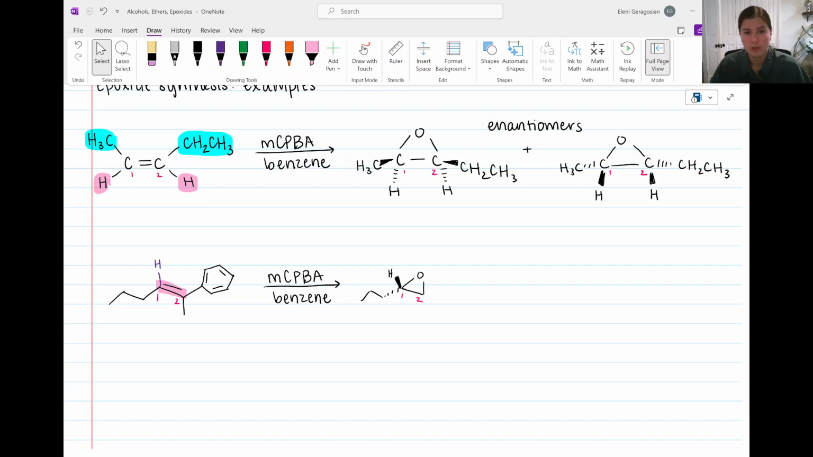To determine which group goes on the wedge, which one goes on the dash, we look back to the starting material. We can see that the hydrogen from carbon 1 and the phenyl group on carbon 2 are on the same side of the double bond. So both of those have the same type of bond. In this case, it is a wedge. And then the methyl group is on a dash there.